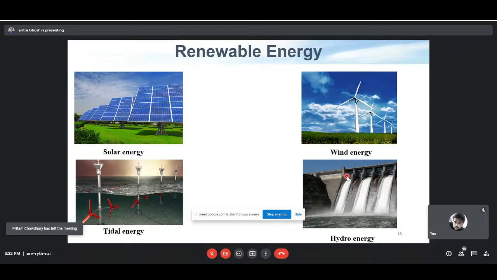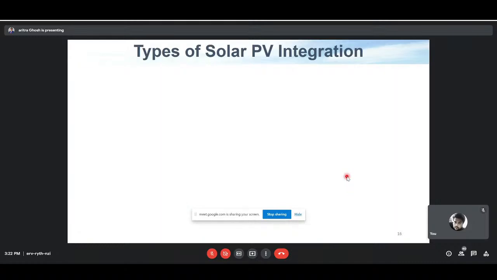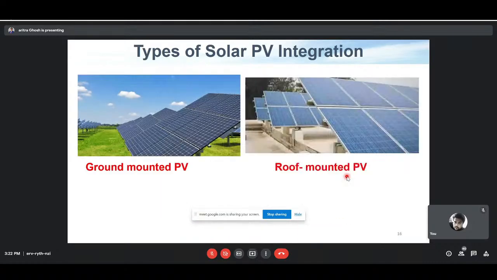A renewable energy source means you are not burning fossil fuel, and during the generation of electricity, you are not creating any CO2 emissions. So there are solar energy, wind energy, tidal, and hydro. And my research area is based on solar energy. Now there are a lot of different ways you can exploit solar energy. First, obviously, you have to use solar cells, or the nicer way to say it, photovoltaics. Now you can employ photovoltaics ground mounted or roof mounted.